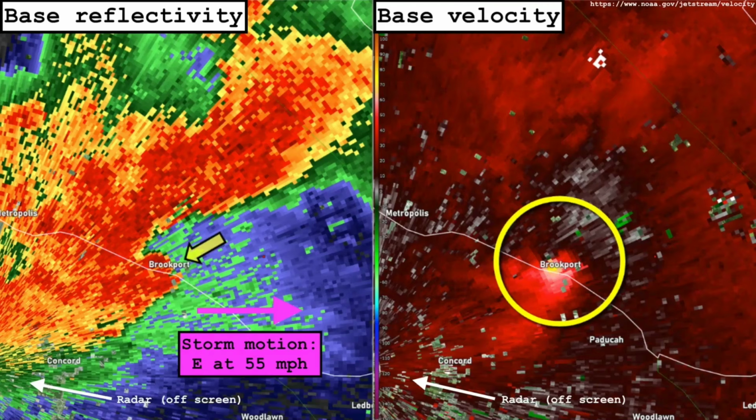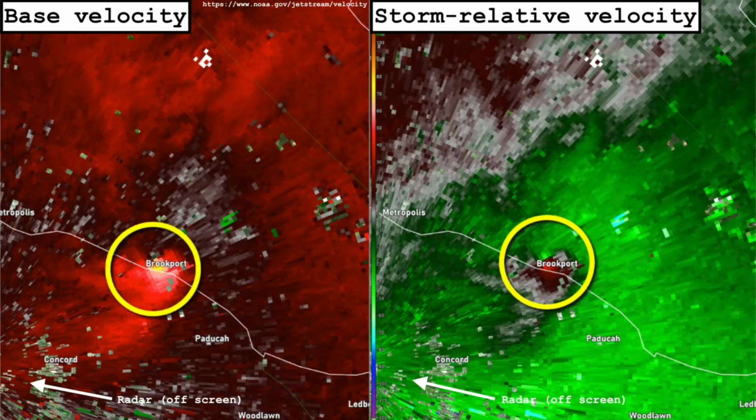As you can see, the supercell possesses a well-defined hook echo, as denoted by the yellow arrow. At the tip of the hook, we see an area of strong outbound winds, but very little in the way of inbound winds. At first glance, you might overlook this signature given its asymmetric nature, but when we switch to storm relative velocity, we see a much clearer depiction of a TVS, with an area of strong inbounds adjacent to an area of strong outbounds.